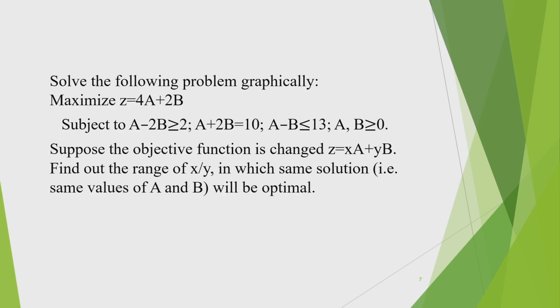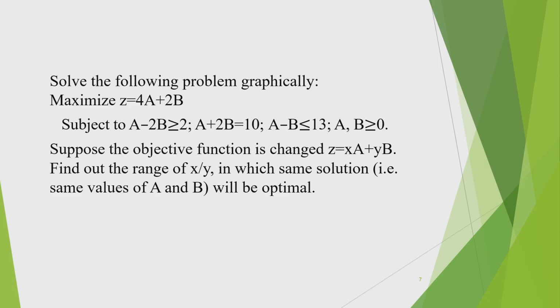So suppose we solve the following problem graphically. Maximize z is equal to 4a plus 2b subject to a minus 2b greater or equal to 2. That is a greater than or equal to inequality, and a plus 2b is equal to 10, that is an equality, and a minus b is smaller than 13 and a, b both are positive. So you see that there are three constraints and they are of different types.